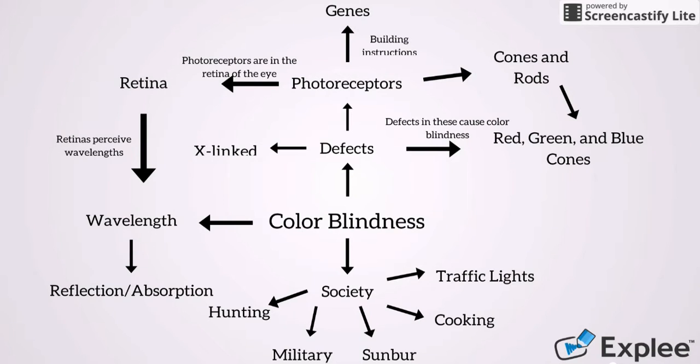This is our mind map of colorblindness. Our eyes see color through reflected and absorbed light waves. We see these wavelengths through the photoreceptors in our retinas. Photoreceptors are built through genes. We see colors through the red, green, and blue cones. The X-linked chromosomes build these cones, and defects in these genes will cause colorblindness. Colorblindness affects society through traffic lights, cooking, sunburn, military, and hunting.